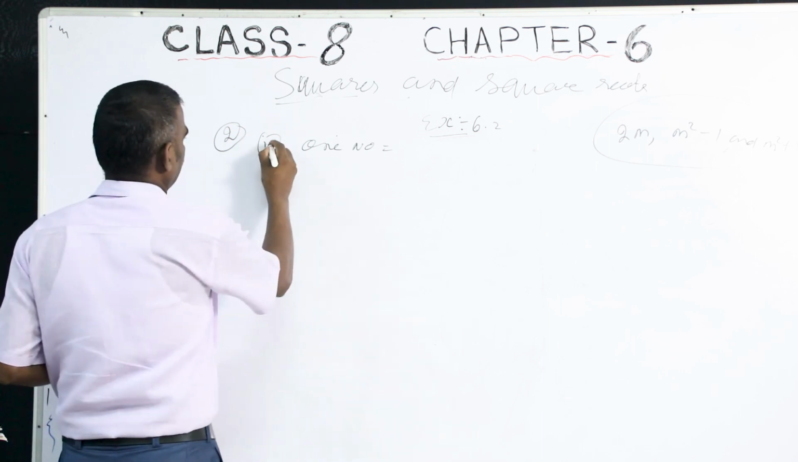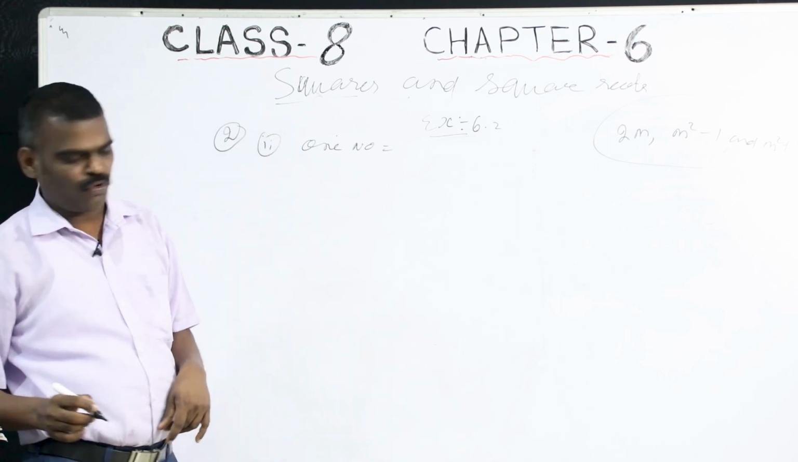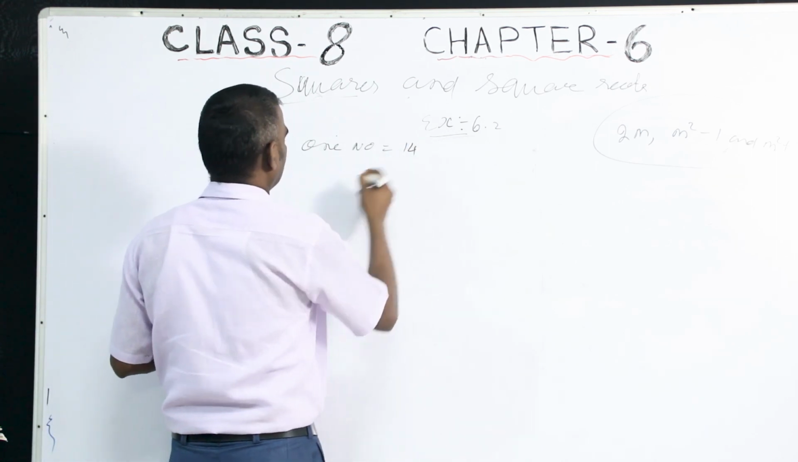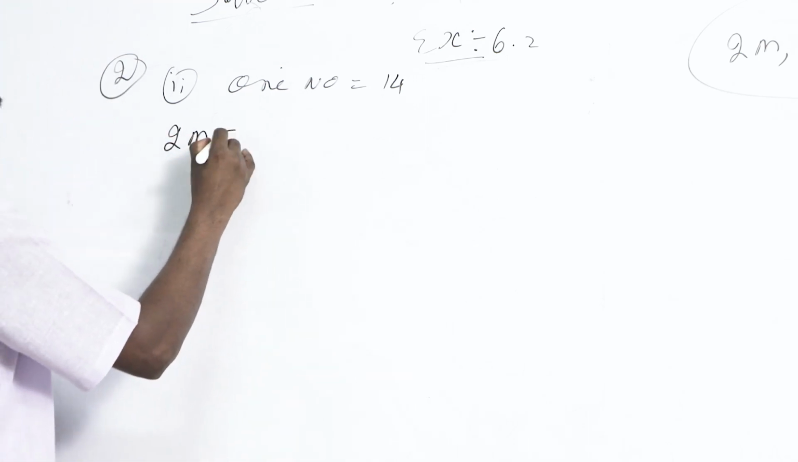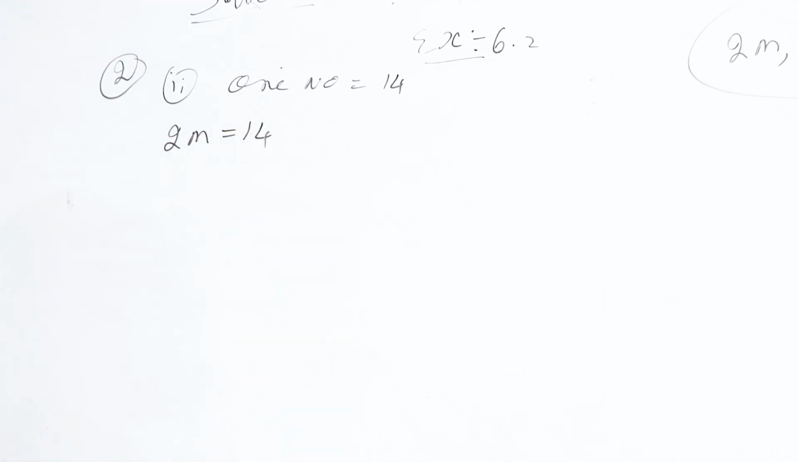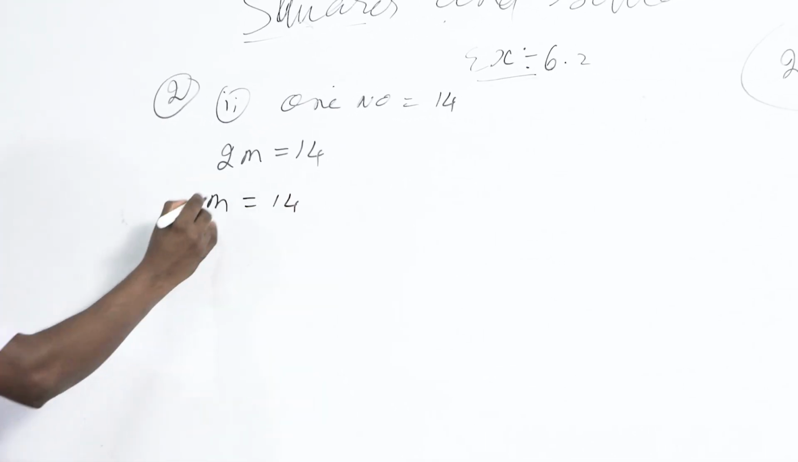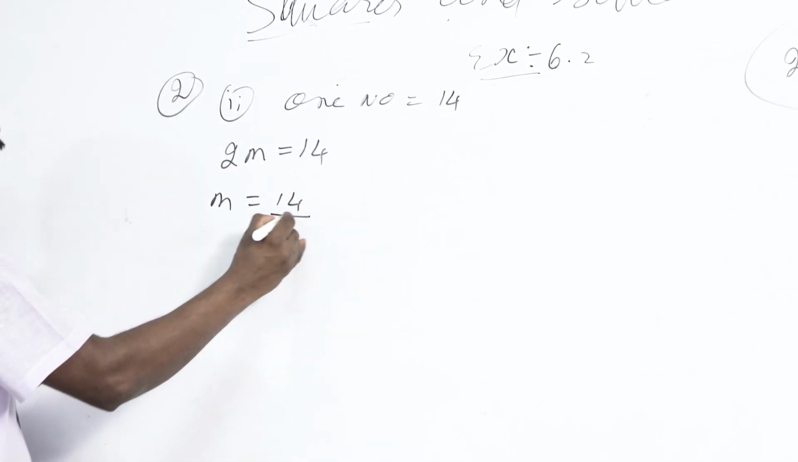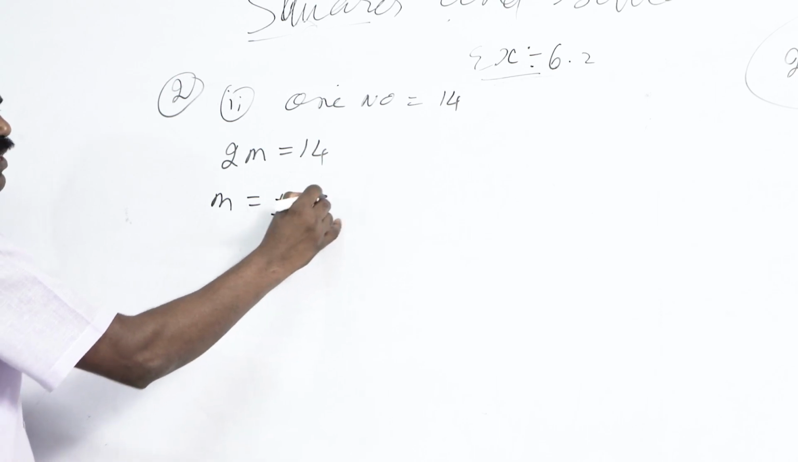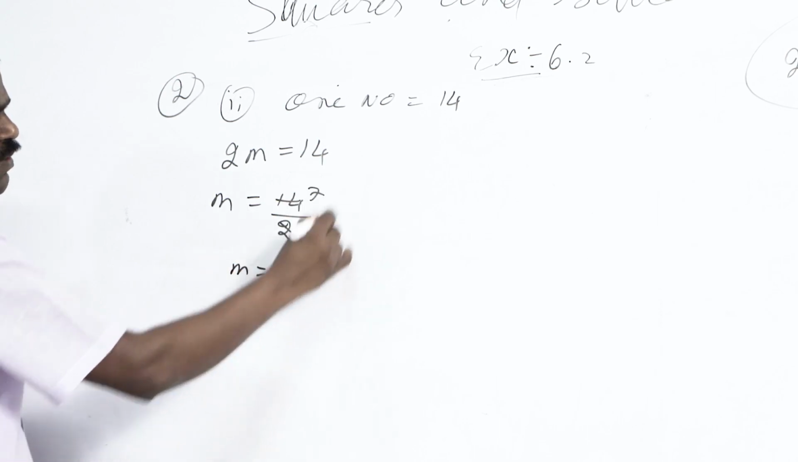Question number 2. What does question number 2 tell? 14. So, 2m equal to 14. 2m is equal to how much? 14. So, m is equal to how much? Can you tell me? Here 2 is multiplied, right? When you take it to the other side, it will become, okay, how much? 7. So, m is equal to 7.